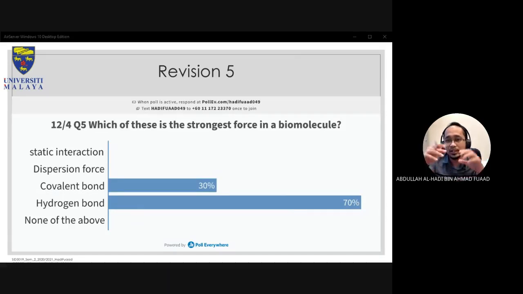If you recall the slide whereby all the forces in a molecule are shown, covalent is not one of them. Okay, so covalent bond is, yes, the strongest bond in a molecule, but when we are talking about biomolecules, it's not just about the covalent bond. The strongest one that we always consider is hydrogen bonding. Okay, so 70% of you got it right. 30% of you almost.